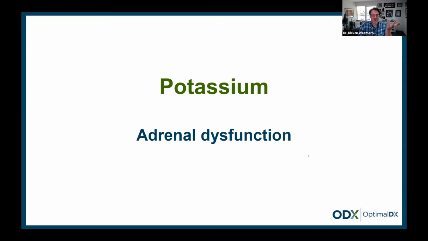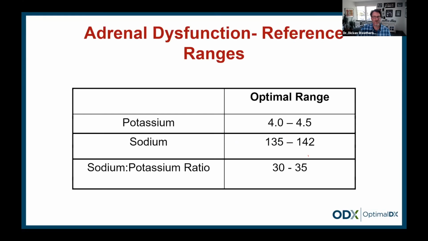Increased aldosterone levels: if you're in a state of adrenal stress, when you're pumping out cortisol and pumping out aldosterone, this can cause an increased excretion of potassium in the urine. You're wasting potassium with stress, and your serum levels will be low. Because of this, we can look at this as a marker for a trend towards adrenal dysfunction. I like to see potassium between 4 and 4.5. I like to see sodium between 135 and 142. And I like my sodium potassium ratio to be between 30 and 35.